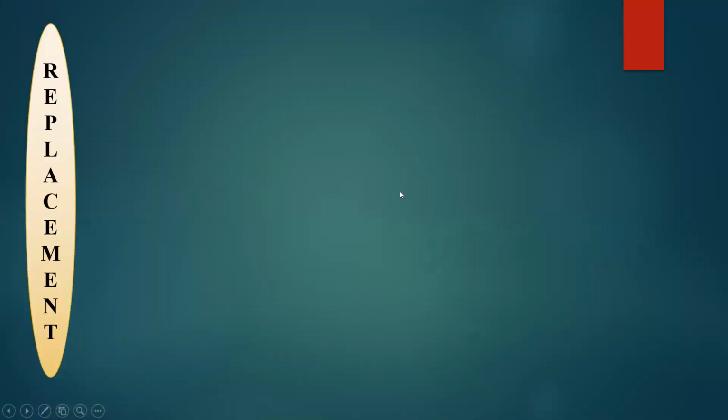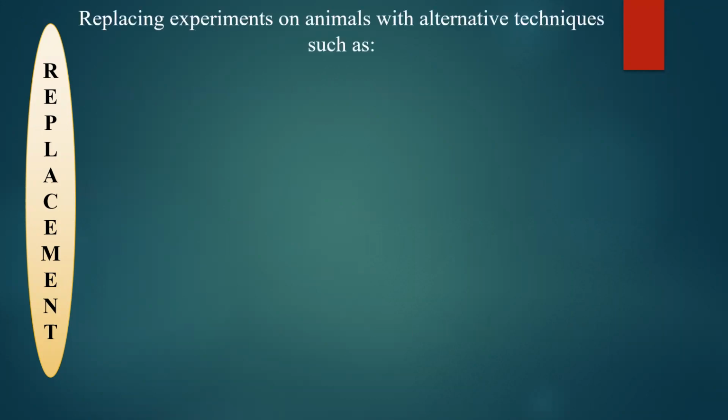The first R is replacement. The term itself indicates that if you have something good, you can replace the previous thing with the newer thing. So in this case, whenever we use an animal, and if you have another technique to perform the experiments, then you can replace the animal with that technique. So it is replacing the experiments on animals with alternative techniques.